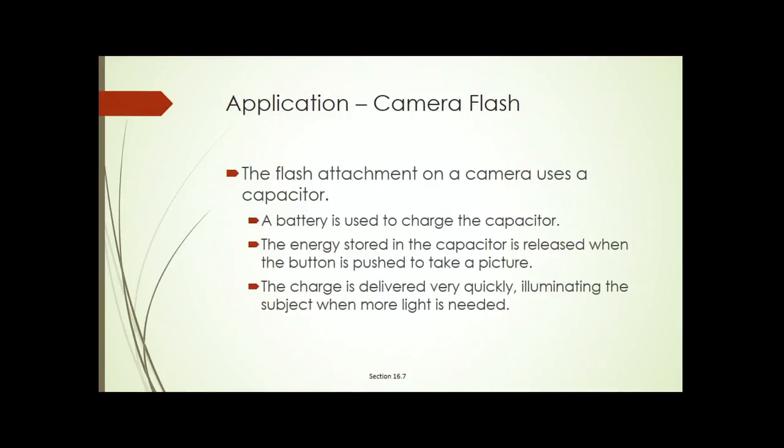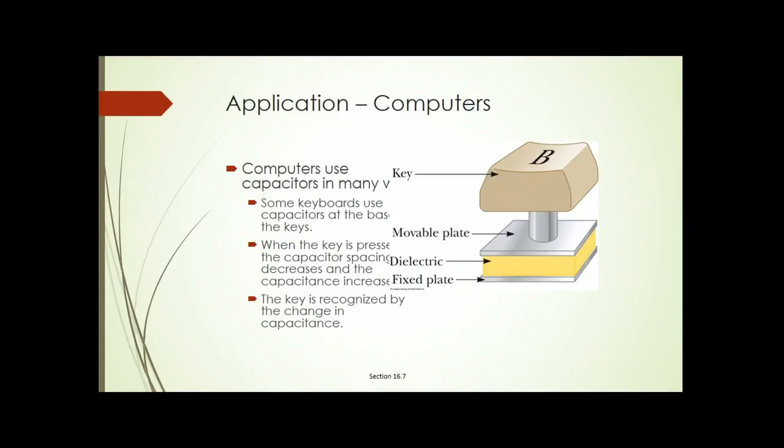I can use it associated with the keys on my keyboard. I have a capacitor in there. I can touch it. I have a movable plate. When I hit it down, it's recognized as a change in capacitance, and that's how the computer tells which key I've hit, because I have that actual change in my capacitors.